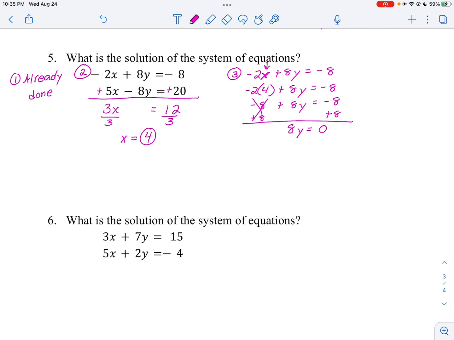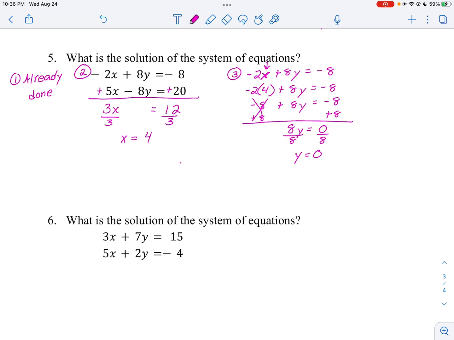So then just keep following the math. We know we want to get y by itself, which means we need to get rid of that 8. So we would divide by 8, divide by 8. And so we have y equals, then 0 divided by anything is 0. So it is fine to have a coordinate of 0.